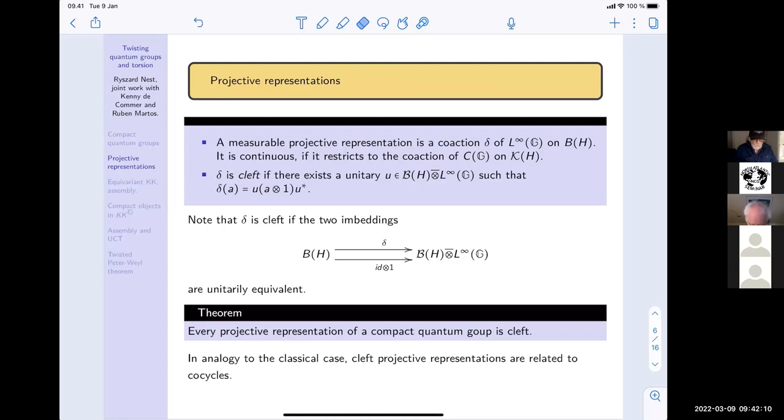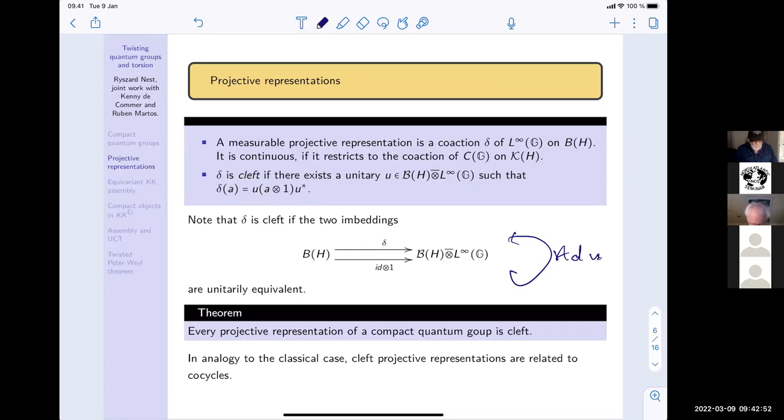And so this is the implementability condition, that it can be implemented by conjugating with a unitary in B of H tensor L infinity. And so it really means that we have two maps from B of H to B of H tensor L infinity. One is our action and one is just the identity. And this says that these two star homomorphisms are conjugate. So there's a unitary which conjugates one to the other, right? So there's this U ad U, which conjugates one to the other.